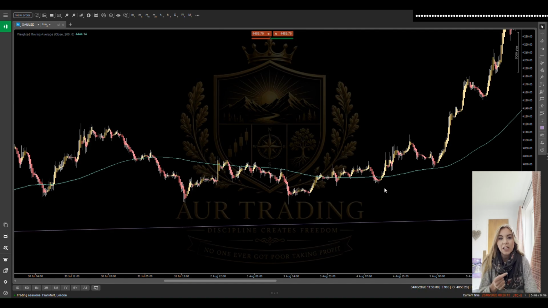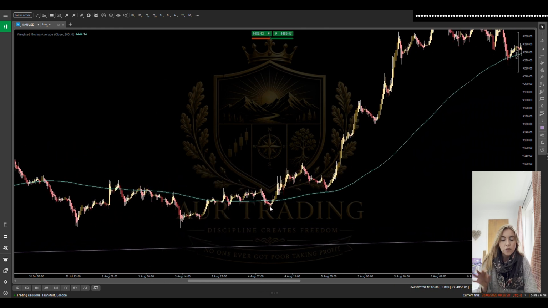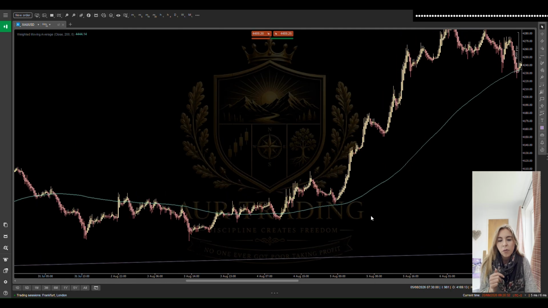So this to me is an indication that sellers aren't as strong because it's not pushing. For it to go back on a downtrend, this would have had to have either come to here or past it. But because it stopped there, that's an indication to me that actually the market's shifting and it's on its way up. Okay, so we've got a higher low here because this is higher than this.